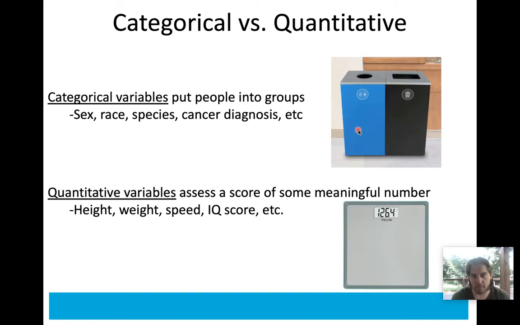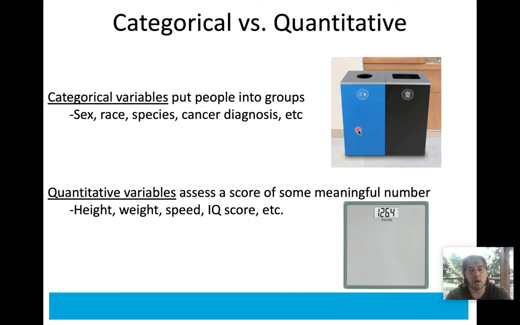A quantitative variable is when we assess a score with some meaningful number. So anything, and I don't want to say anything, most things that are numeric are going to be quantitative variables. So how quickly can you run a mile? 6 minutes and 42 seconds, it's a pretty quick mile. How much do you weigh? How tall are you? What's your IQ score? What is your GPA? All of those things produce a number, a quantity, that assesses some very specific, meaningful variable.